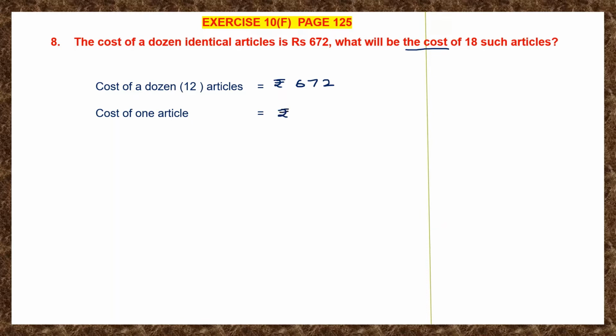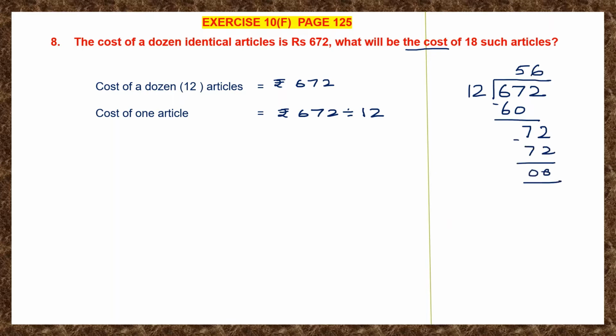So let's divide 672 by 12. Let's do that division. 672 divided by 12. So let's take 67. 12 fives are 60, minus, 7. I bring down 2. Now I have 72. 12 sixes are 72. So we minus there. So here we've got the cost of one article. What is the cost of one article? 56 rupees. Let's write that down.